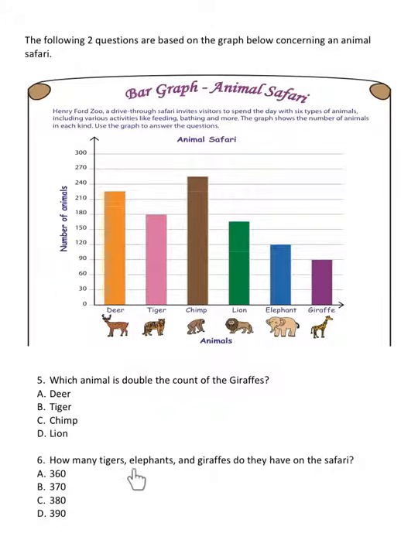Number 6. How many tigers, elephants, and giraffes do they have on the safari? A. 360, B. 370, C. 380, D. 390.